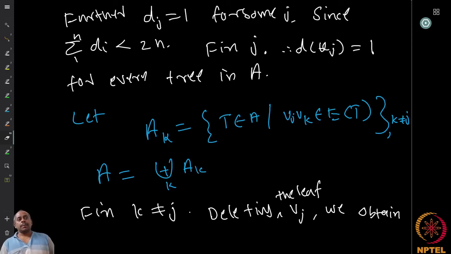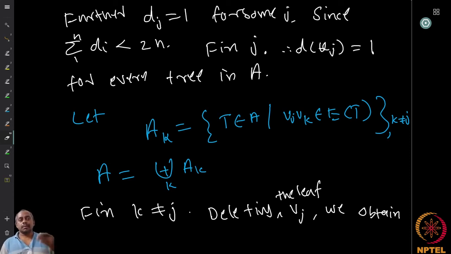Now, because this A_k must cover all of A, A is going to be the disjoint union of the A_k. And this is a disjoint union because you cannot have two different cases intersecting, because there is precisely one unique neighbor for Vj. So therefore we get a disjoint union of A_k which is equal to A. Now let us pick some k which is different from j, of course.